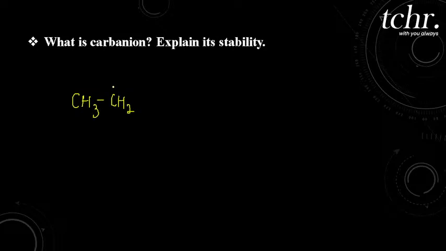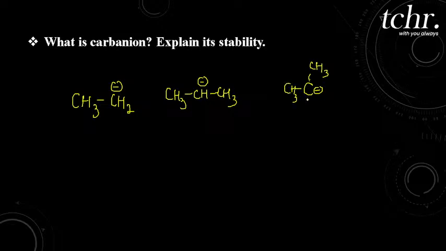The same way you can write the primary, secondary and tertiary structures of carbanion. This is secondary, and this is the tertiary structure of carbanion. So this is primary carbanion, this is secondary carbanion. Now you understood, right? This is tertiary carbanion.